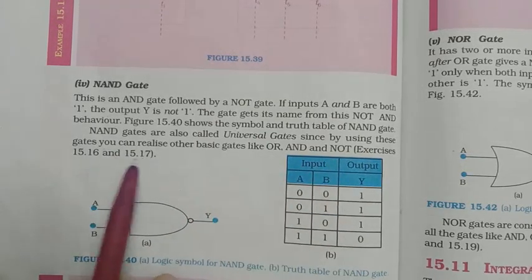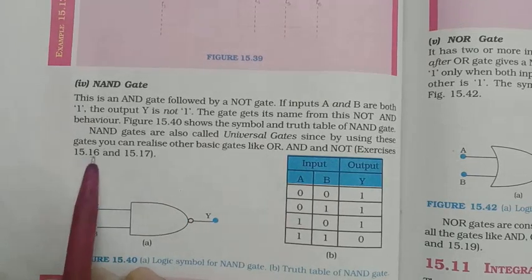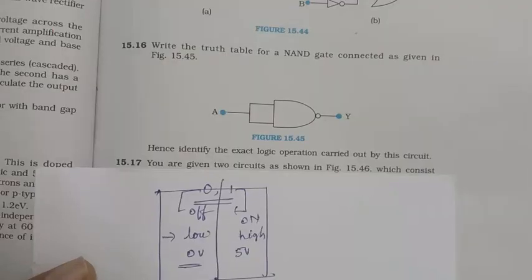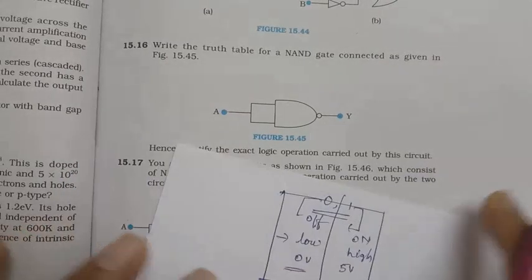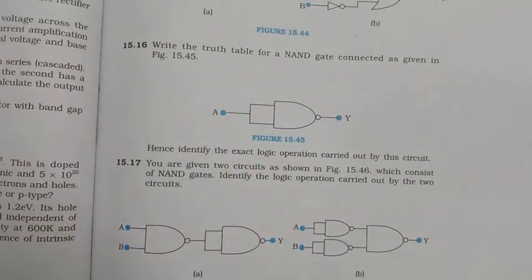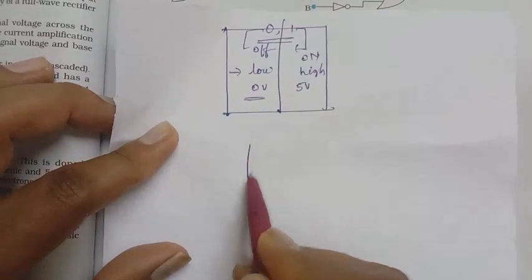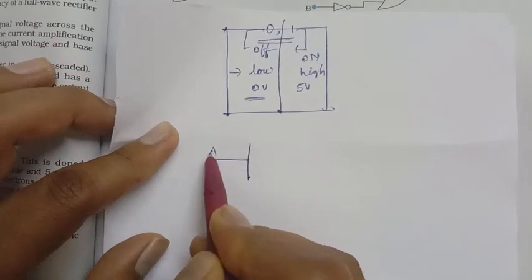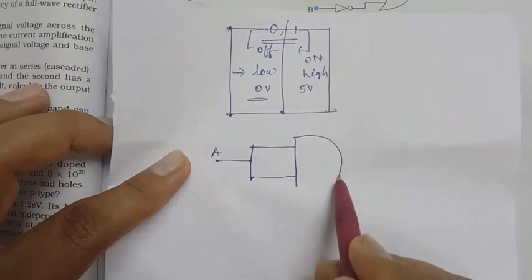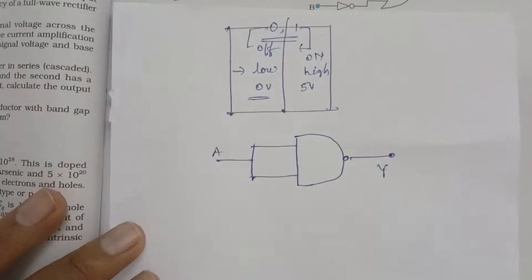Exercise 15.16 and 15.17. So we will solve these exercises. Okay, it is 15.16. So all of you observe this symbol. It is the input A, it is the NAND gate, it is Y. Then which type of output are we getting?